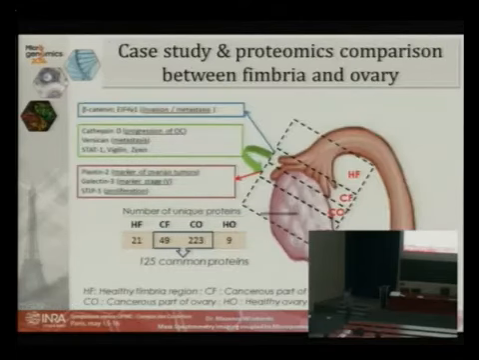We also carried out some case study analysis on patients presenting at the same time a tumor in the ovary part and a tumor on the fimbria part. What we obtained is a really large number of common proteins, and for the specific proteins on the fimbria part, the profile of these proteins is more invasive and metastatic. For the ovarian cancer, there is a more proliferative profile.